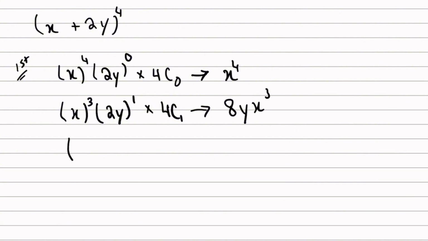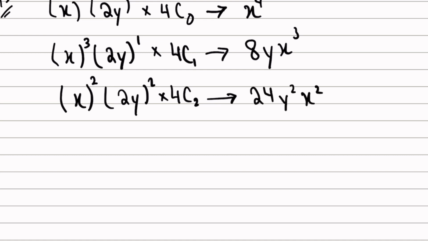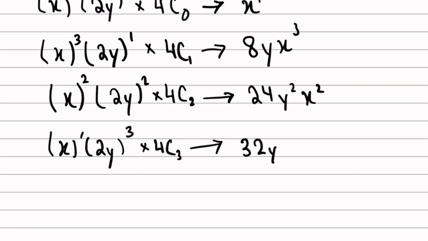Let's try the third term, which is going to be x to the power of 2 multiplied by 2y to the power of 2, and then obviously 4 choose 2. That's going to give me, as we know here, 4 choose 2 is supposed to be 6, and 6 times 4, 2 squared is 4, is supposed to be 24, and thus what we're going to have here is 24y squared x squared. x to the power of 1 times 2y to the power of 3 times 4 choose 3, which is supposed to be 4 times 8, which is supposed to be 32y cubed x.